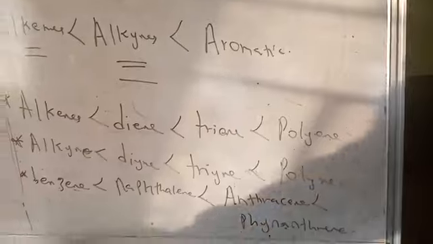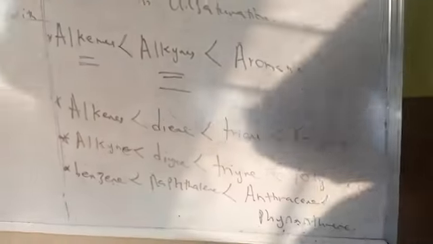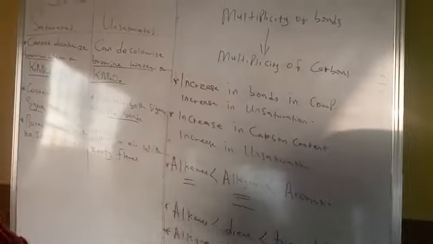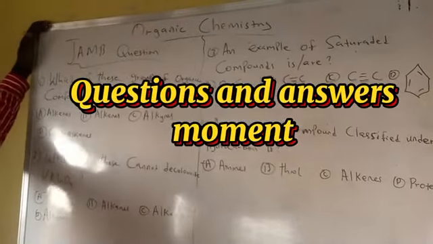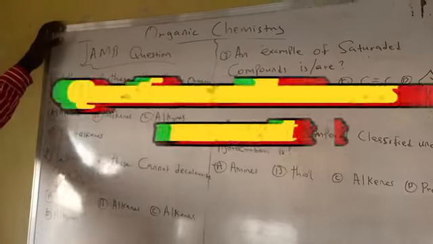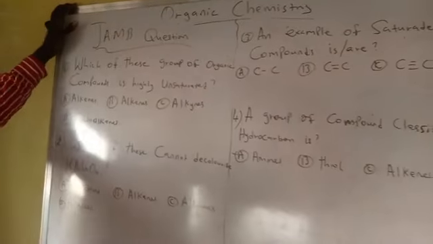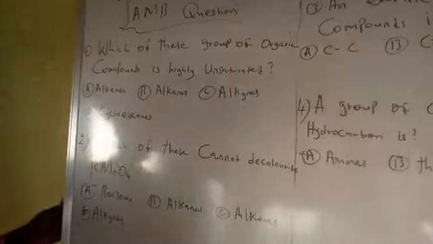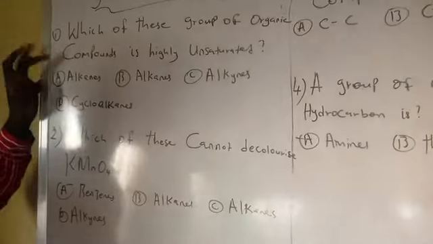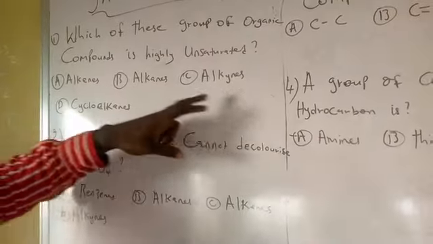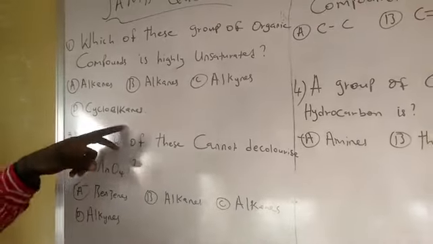So these are the trend of the level of unsaturation of the compound. Okay, I want to answer questions that are related to what we discussed on organic compounds. Now, number one is, which of this group of organic compounds is highly unsaturated? We have options: the alkenes, alkane, alkyne, and cycloalkanes.